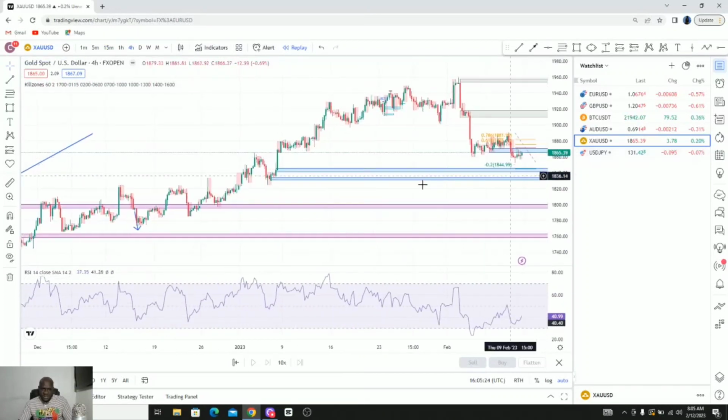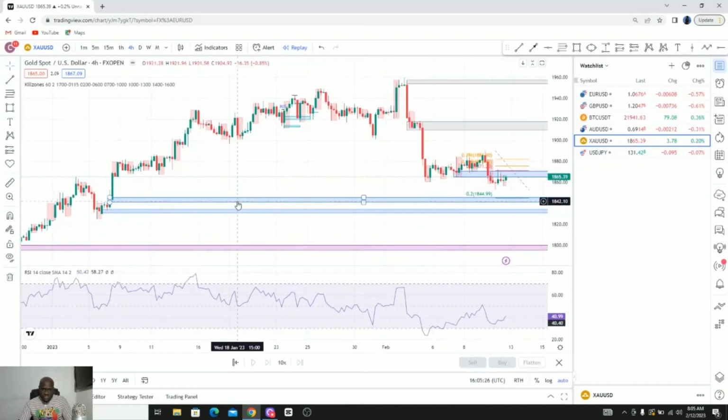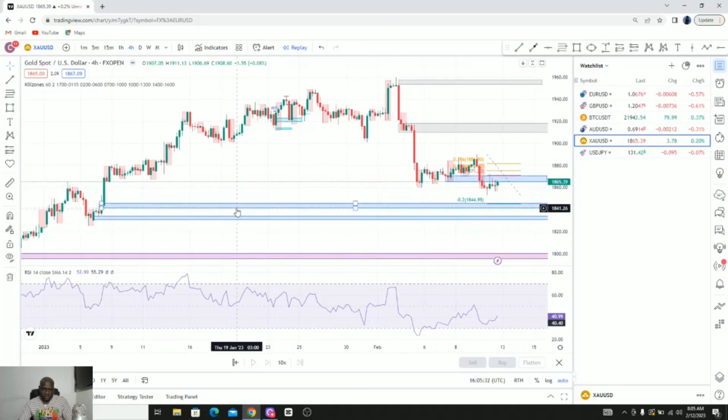Look at these structures here, gotten from this, also this smart money concept demand zone, these two structures. So I'm looking at gold dropping down to either of these two demand zones. I got these demand zones from the 15-minute chart, just the same way I got the demand zone from the 1 hour chart.